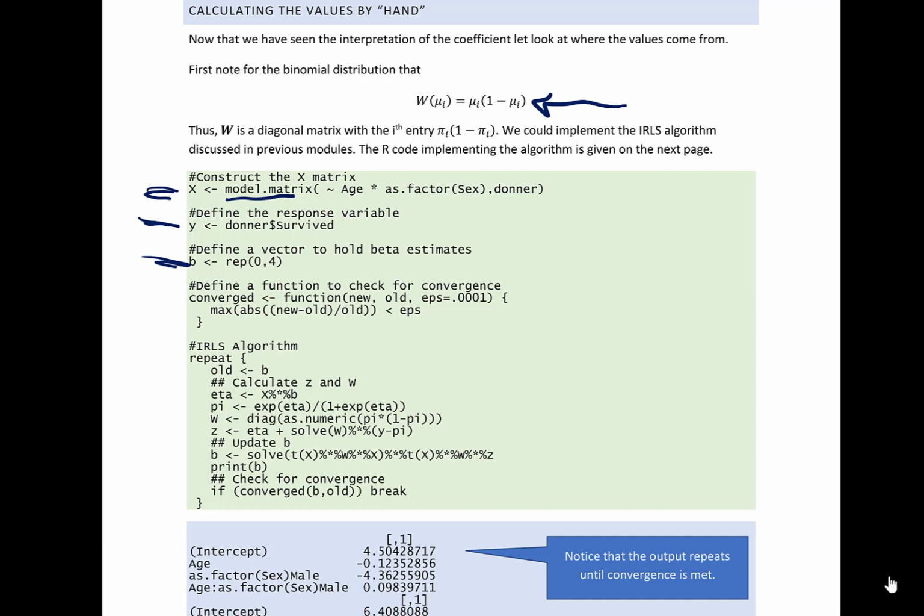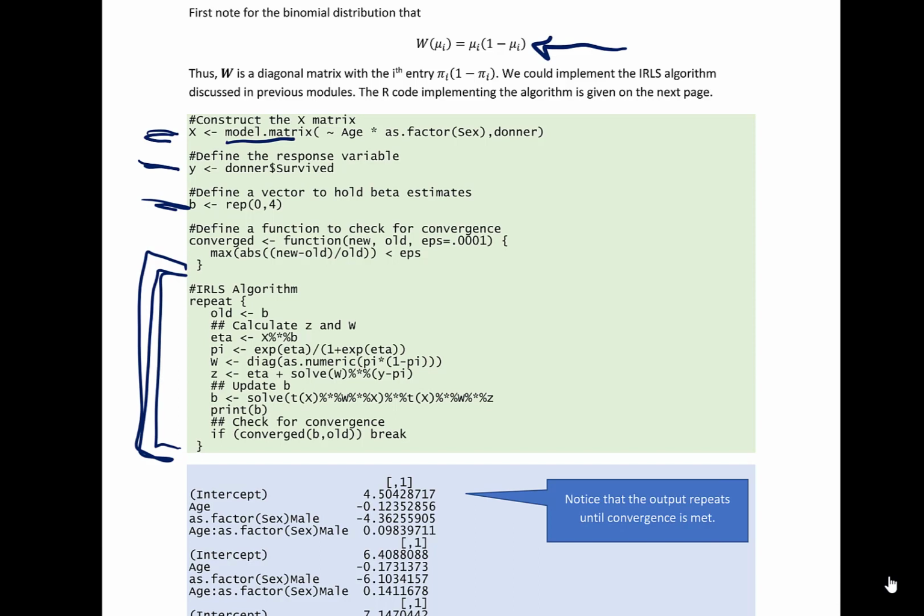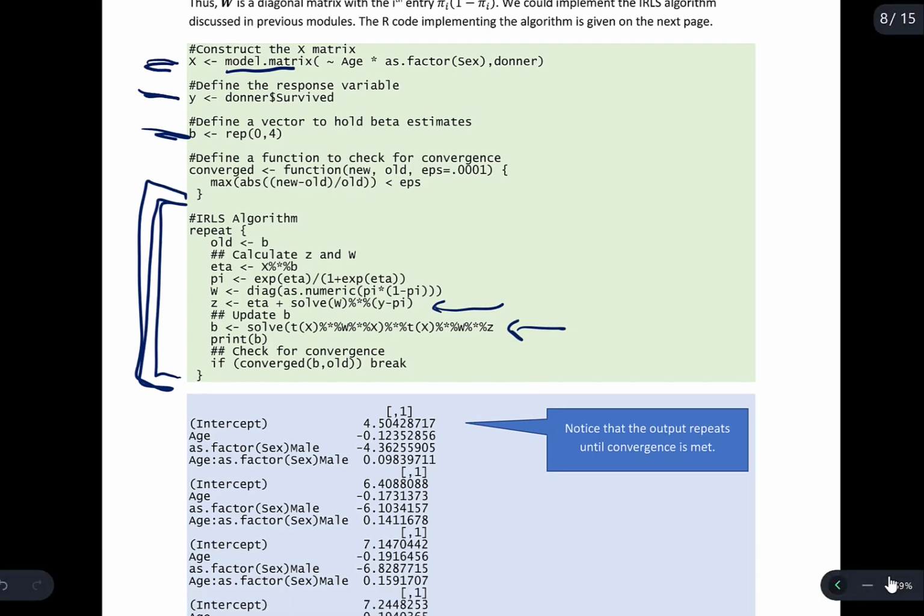And then we have that iterative least squares algorithm. And so you could go back and compare this with the algorithm that we saw previously, and you would see that it is the same. In particular, you could see right here, you've got X transpose times W times X, and X transpose times W times Z, where Z is defined here. So this is that same setup that you saw in the previous notes.